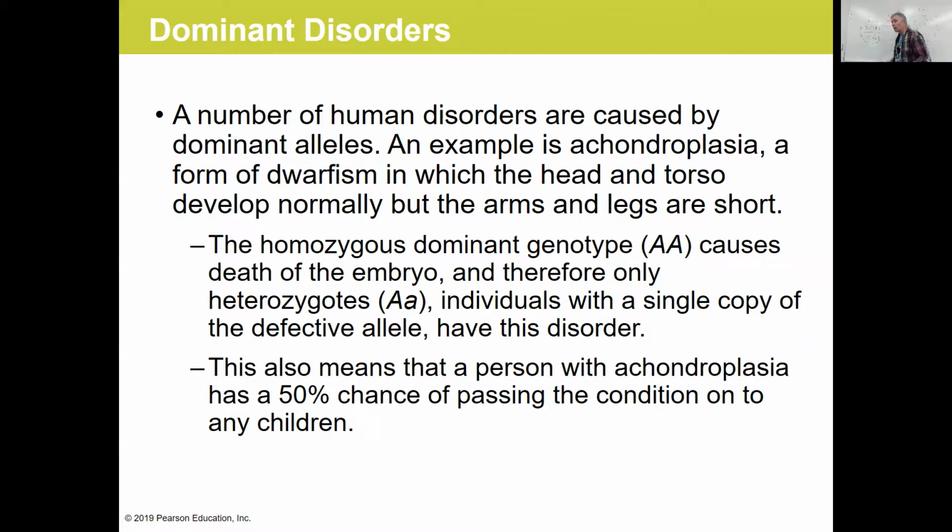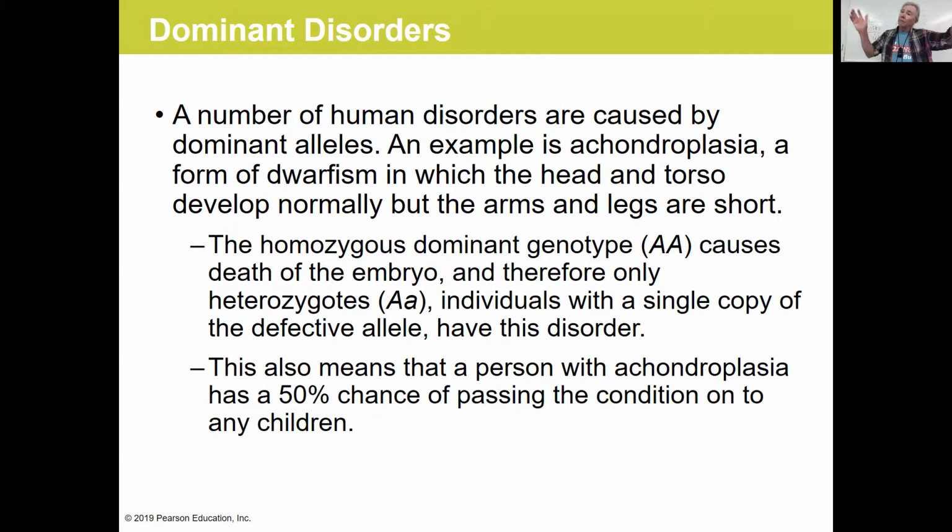A number of human disorders are caused by dominant alleles. An example is achondroplasia, a dwarfism, with a head and torso developed, but the arms and legs are short. The homozygous dominant genotype causes death of the embryo, and therefore only heterozygotes survive. So this means that if this person with this dwarfism has a child, there's a 50% chance that their child's going to be a dwarf also, because they got a big A and a small a.